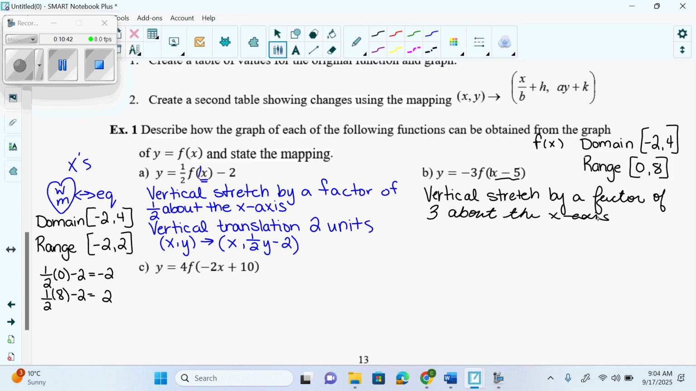What does the negative do? Reflection in the x-axis. And faster. Okay, and then a horizontal translation.